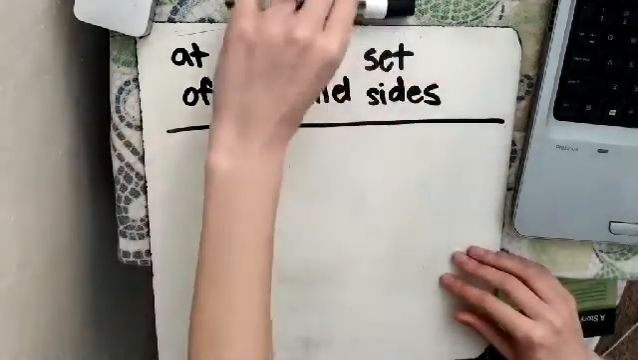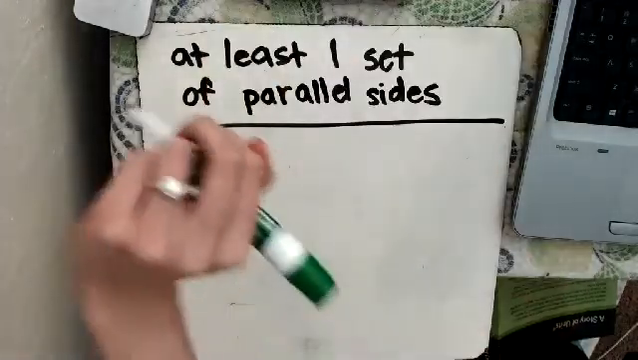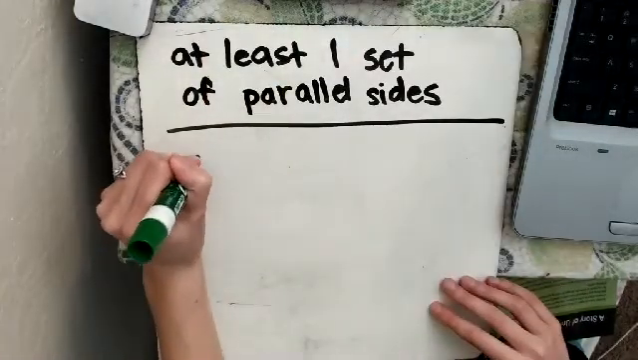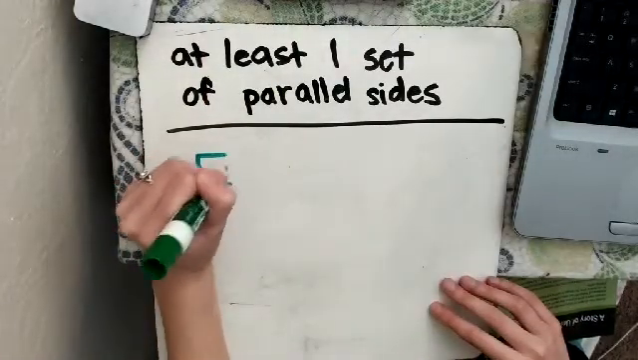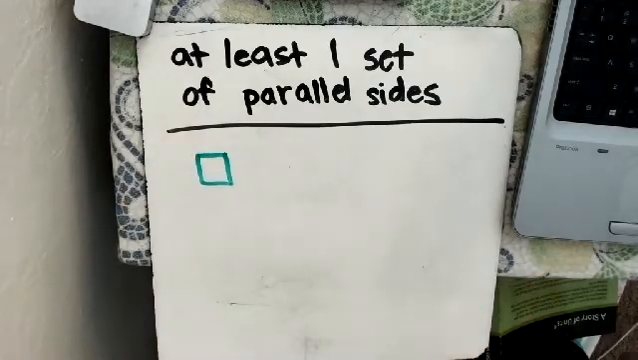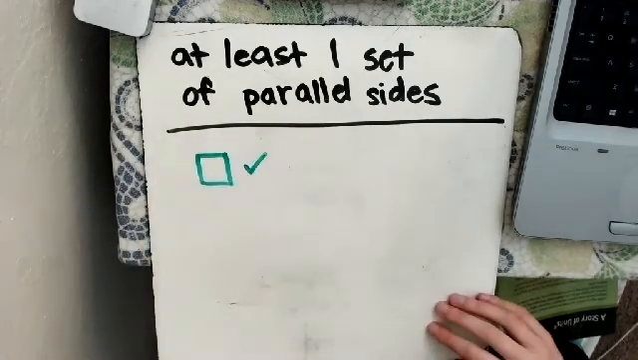Okay, I'm going to give you 3 tries. Here's the first one. Does that have at least one set of parallel sides? Yes, it has 2 sets.